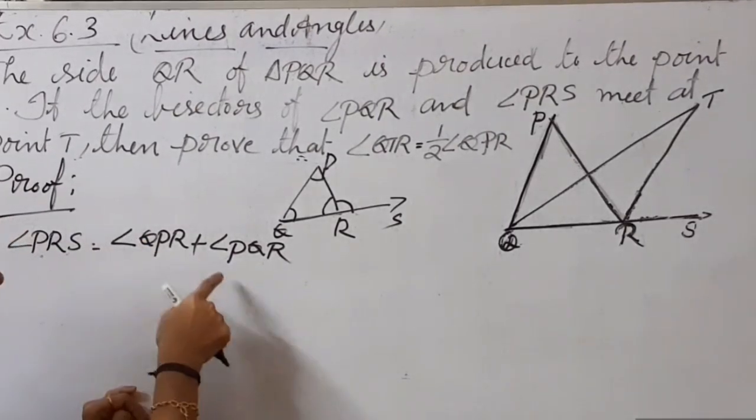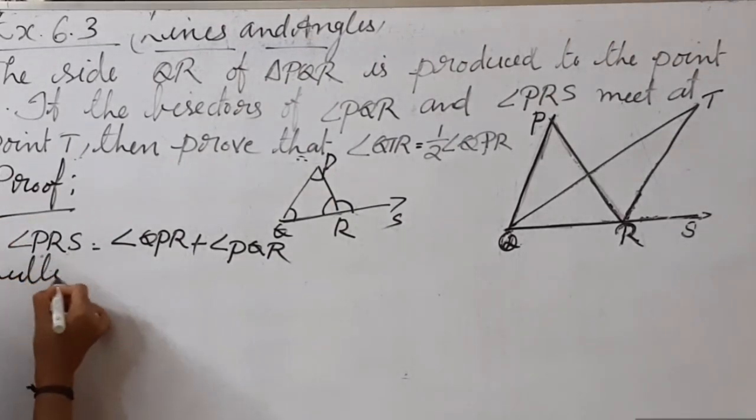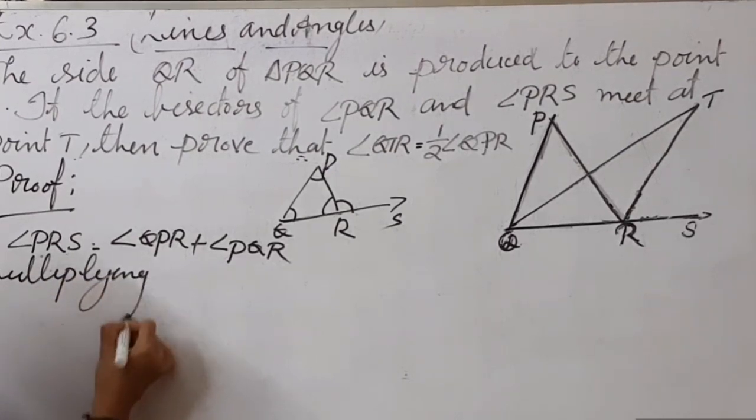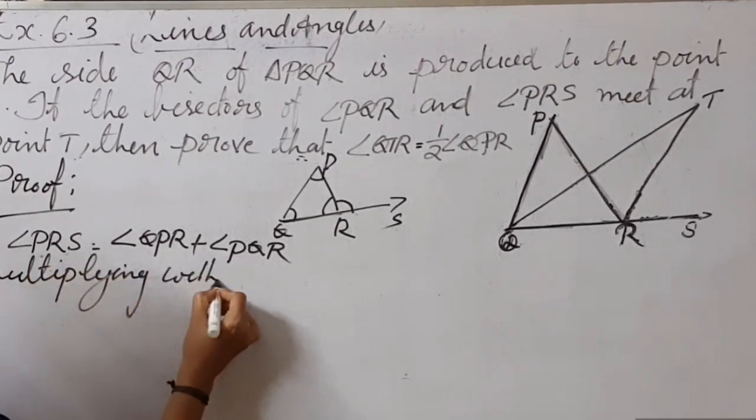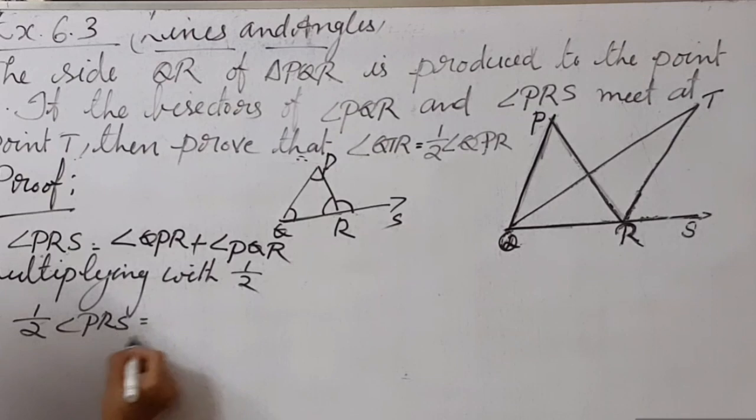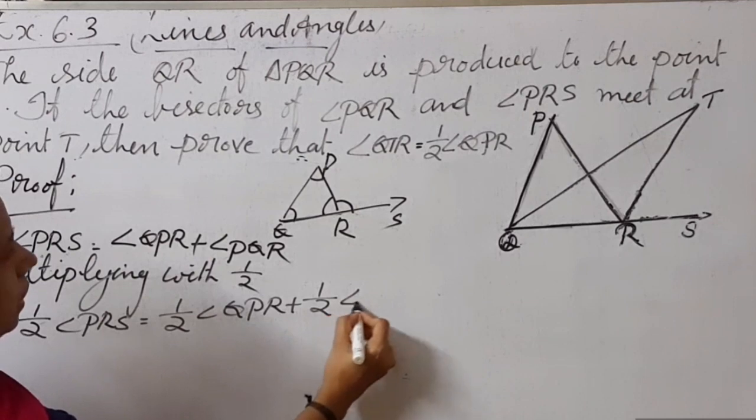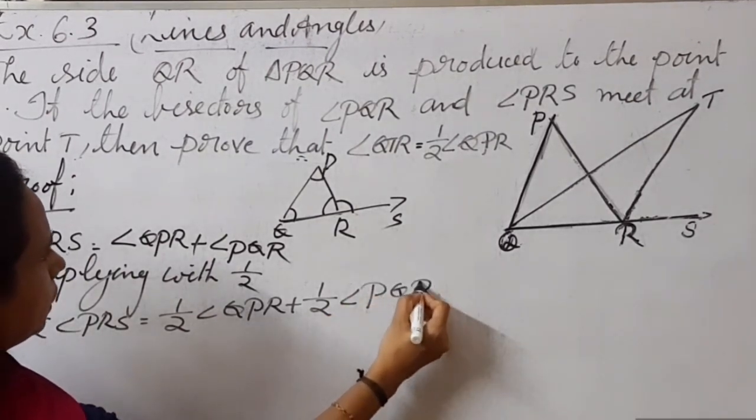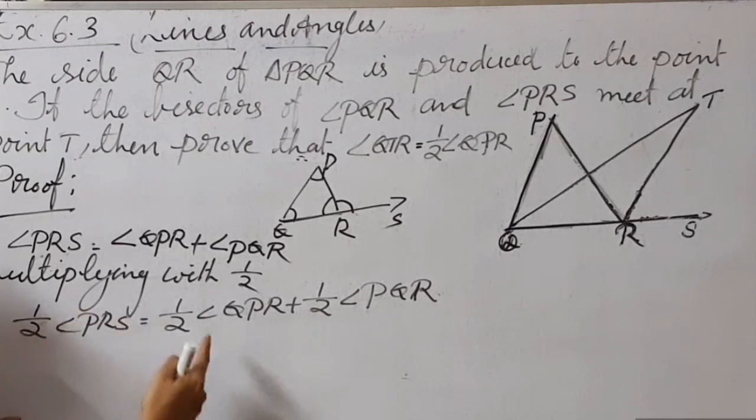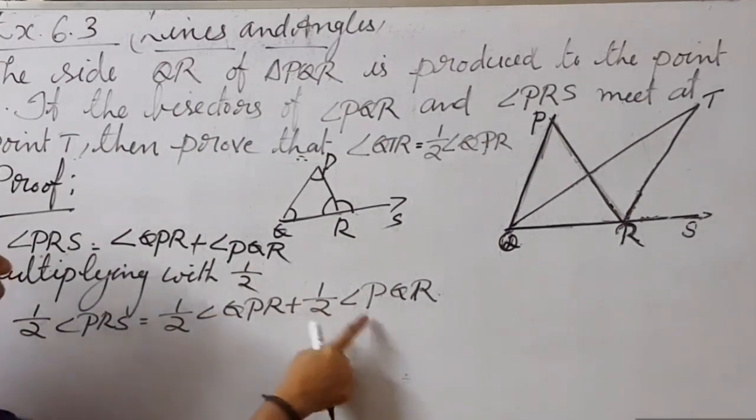Multiply the whole equation, left hand side as well as right hand side, by a half. Then half of angle PRS is equal to half of angle QPR plus half of angle PQR. If we multiply the left hand side by a number, we have to multiply the right hand side by the same number. So half into angle PRS is equal to half into angle QPR plus half into angle PQR.